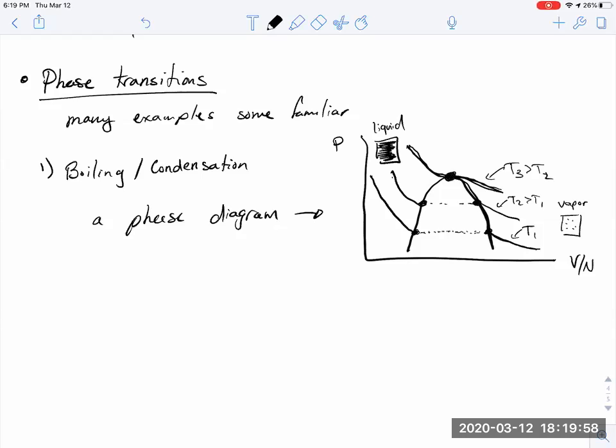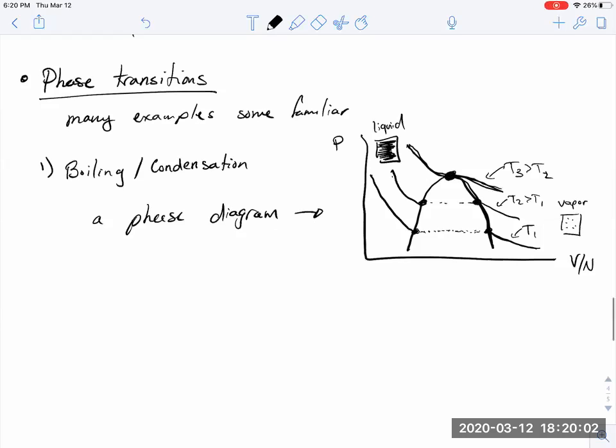This ends at some special point. There's a maximum to this curve. If I were able to prepare a system underneath this curve, what I would see is some amount of liquid spatially separated from some amount of vapor. Those two phases then are in coexistence. And indeed, all points under this curve would act similarly.